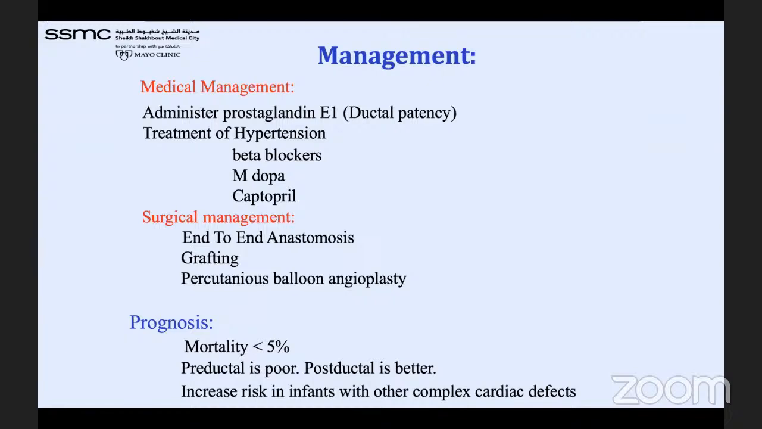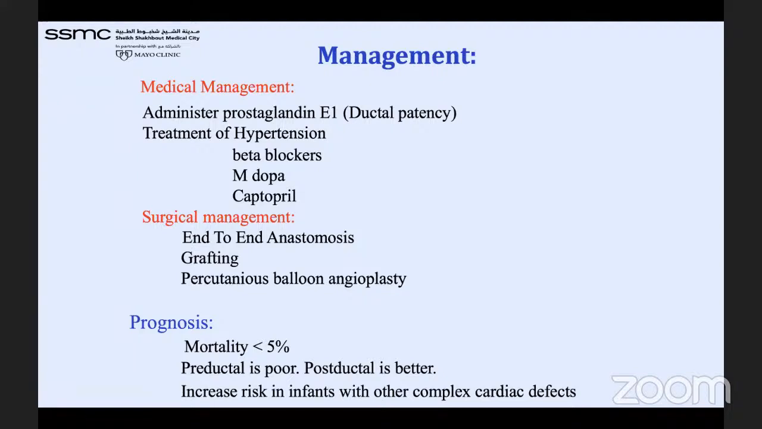Management. So if you find it out, then it's better. And of course, you have to start the treatment of the hypertension, like beta blockers, captopril we are using, rarely using methyldopa nowadays. Surgical management is end-to-end anastomosis, which has to be done, grafting maybe, or percutaneous balloon angioplasty.